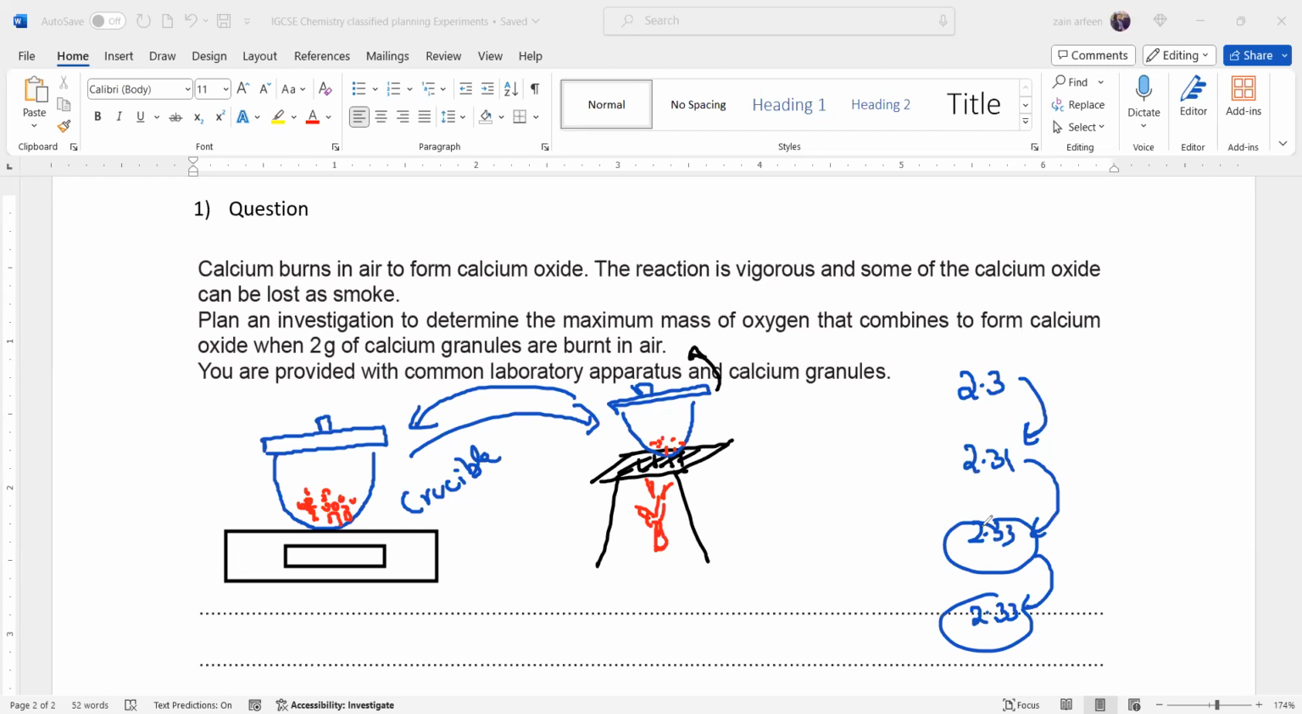Because the question is to determine the maximum mass of oxygen, how will I know the mass of oxygen which has reacted with calcium? We take the difference between the original mass and the final mass. The final mass minus the original mass will give us how much oxygen has reacted. So that's how we plan this experiment. Is it clear till this point? Any doubt in this?